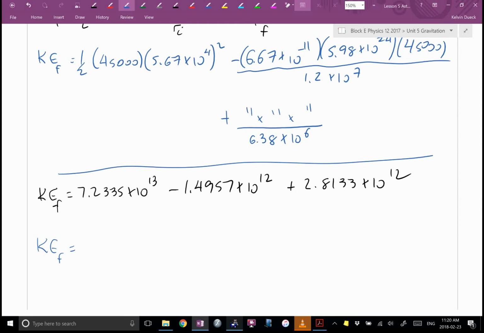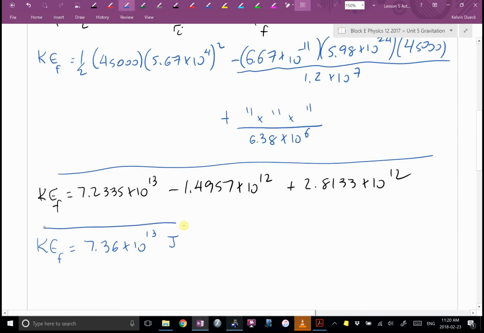How much energy will this thing have as it hits the Earth? Rick, what'd you get? Sorry, what was that? Hang on, we're going to try it again. Guys, I'm sorry, I'm trying to hear his answer. 7.36 times 10 to the 13th joules.